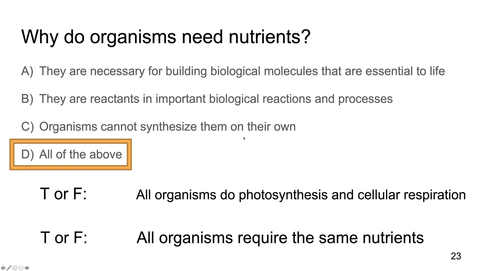So when we say them, what we're talking about are the elements that make up these important molecules. Organisms can synthesize nucleic acids, they can synthesize nucleotides, but they can't create the individual elements that make those biological molecules up. They've got to get those elements, or the nutrients that make up the molecules, the elements that make up those essential nutrients, from the environment.